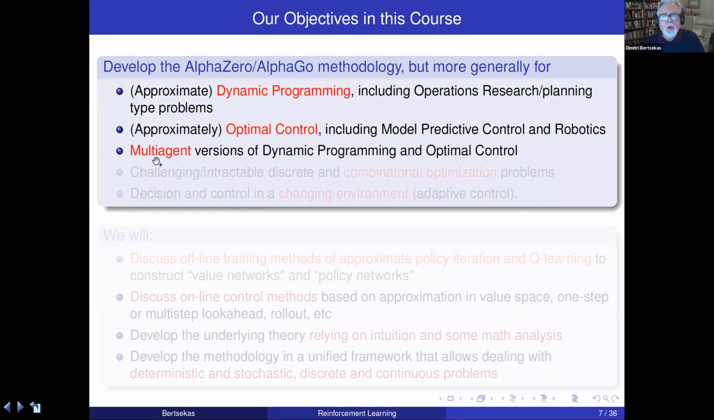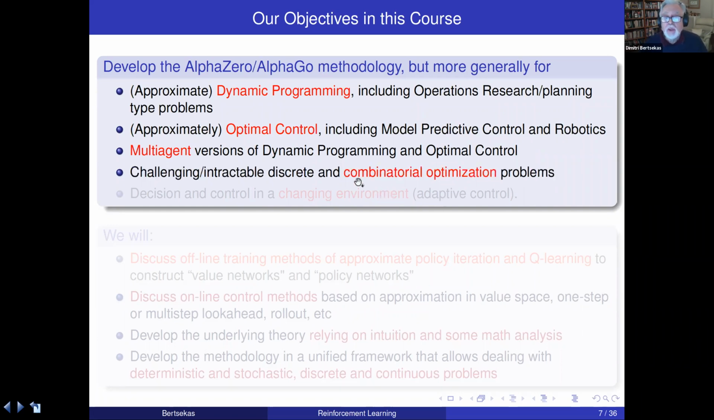Then we're going to look at multi-agent versions of dynamic programming and optimal control problems, where the decisions are made collectively, are broken down into individual decisions of a number of decision centers, which we call agents. And these agents may communicate with each other, may coordinate with each other, perhaps imperfectly, and they pose special challenges because the search space is very, very big. And we're going to deal with those, however, and we'll extend our techniques to these.